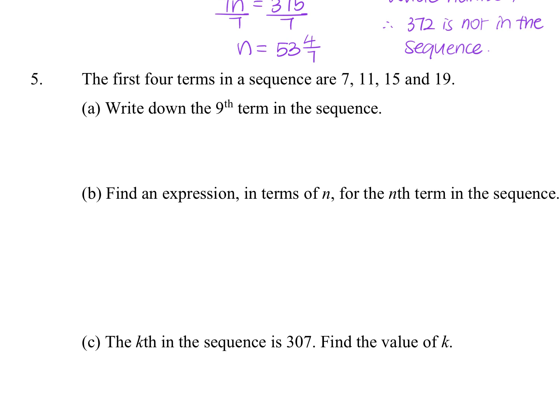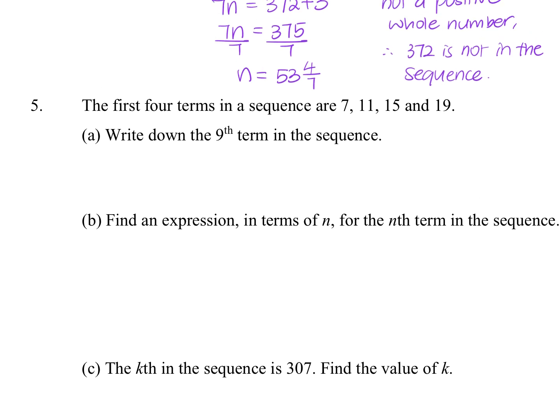What do we have? We have the first four terms in the sequence: 7, 11, 15, and 19. So how do you proceed to get the number? This is +4, +4, +4. They asked me to write down the 9th term. Either I can continue adding 4 until I get the 9th term, or I can use the formula. Those are the methods I can use.